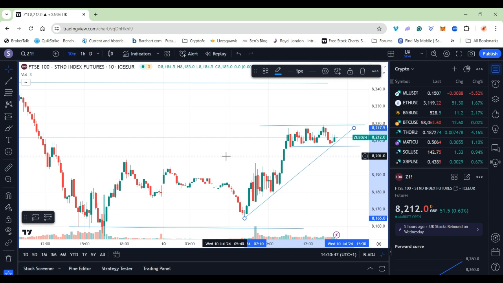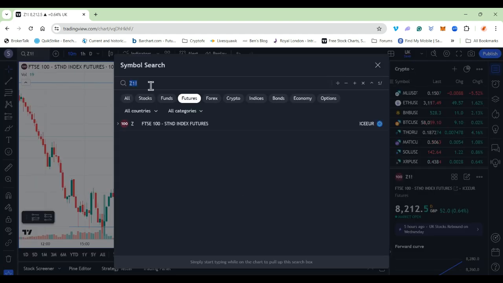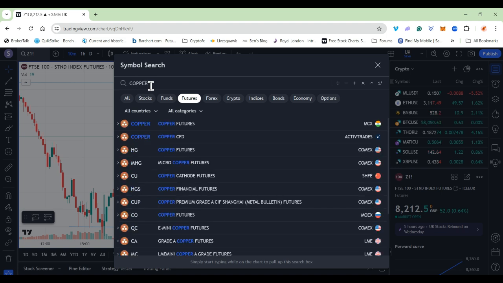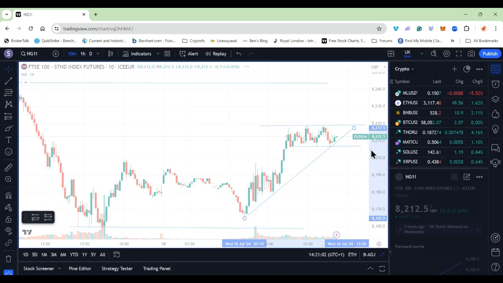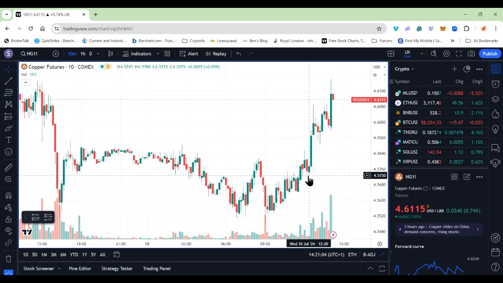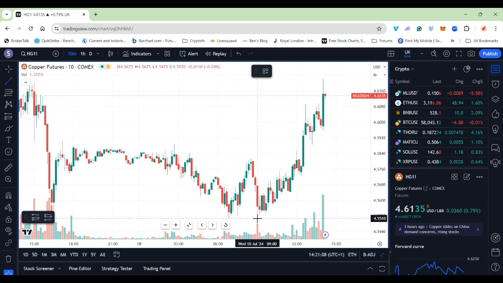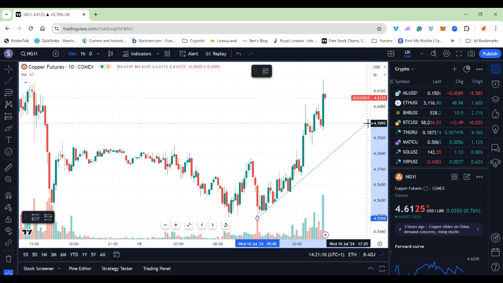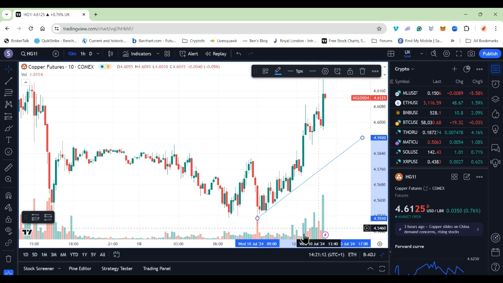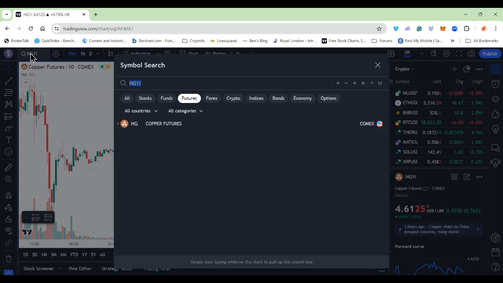Cryptocurrencies, oil markets are interesting right now. Copper market, gold market, very interesting. Remember, you can just go top left and change it here. You could have a little look at copper. Copper futures on COMEX, I'd say. Very bullish at the moment.